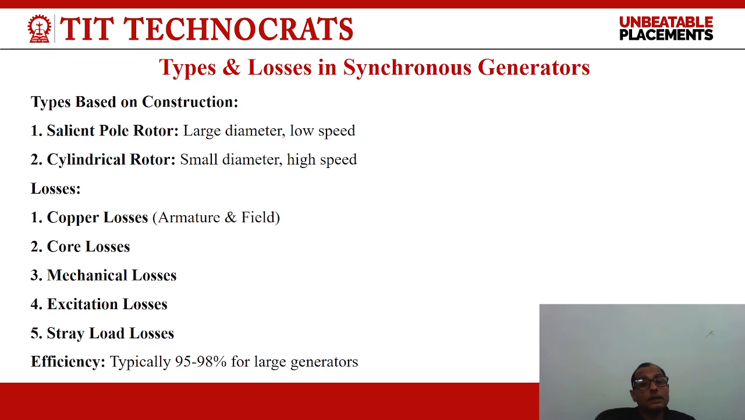The losses are the same as the induction motor. We have copper losses, which occur in the armature and field system; core losses, mechanical losses, excitation losses and stray load losses. Typically, the efficiency of a large generator is 95 to 98%.